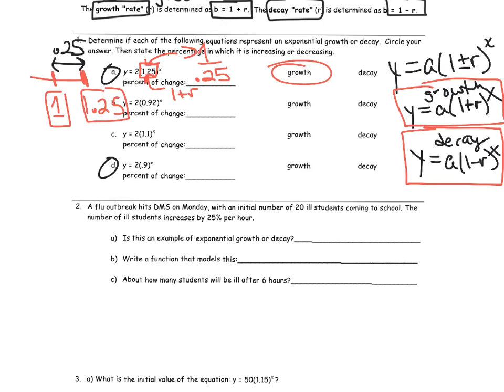So now I have the rate, but I want that written as a percent. So to go from a decimal to a percentage, we're going to move that decimal to the right twice. So this is equivalent to 25% growth.